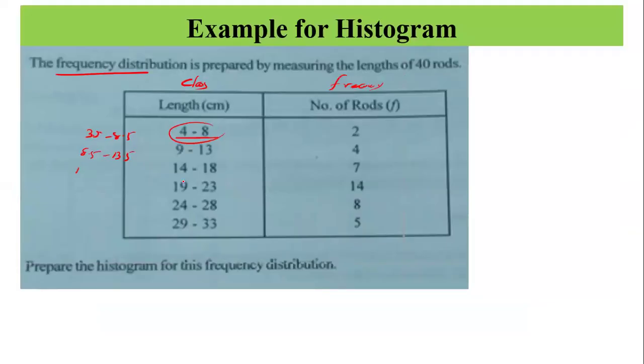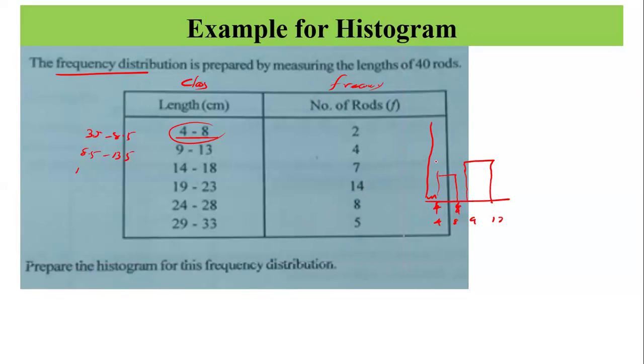Okay, that means if you prepare based on this, what happens? Now assume 4 to 8. Sorry, 4 first, and after that 8. We draw a histogram, and after 4 to 8 here, then 9 to 13. That means we can see a gap. But when preparing a histogram, there is no gap.